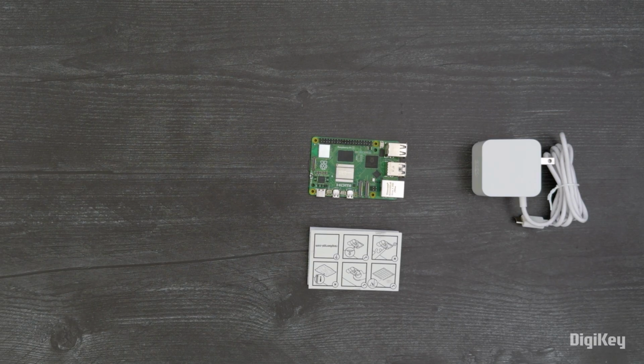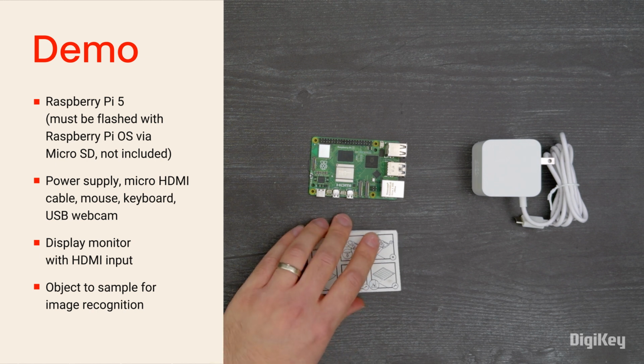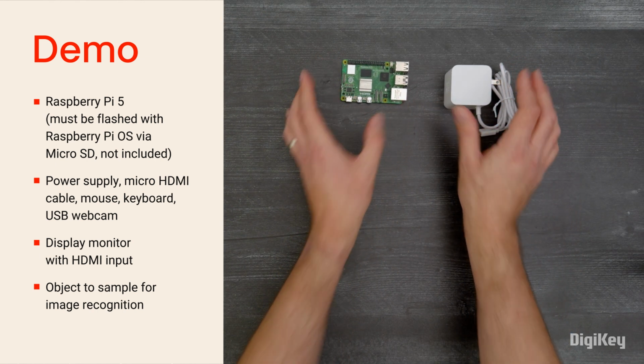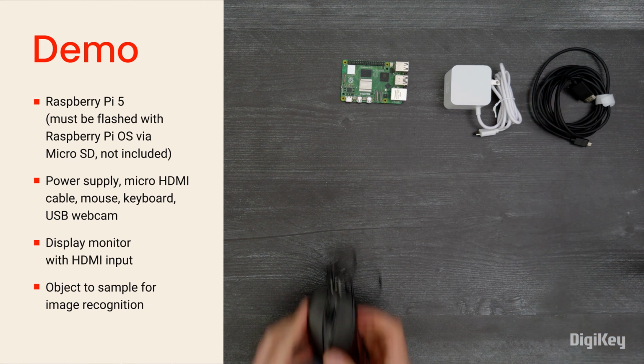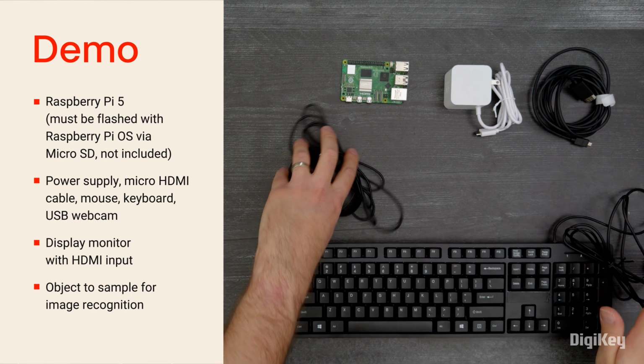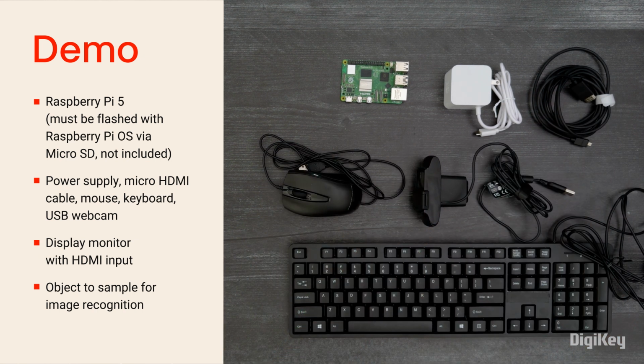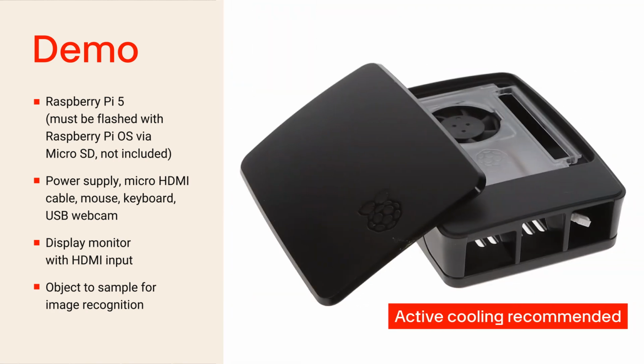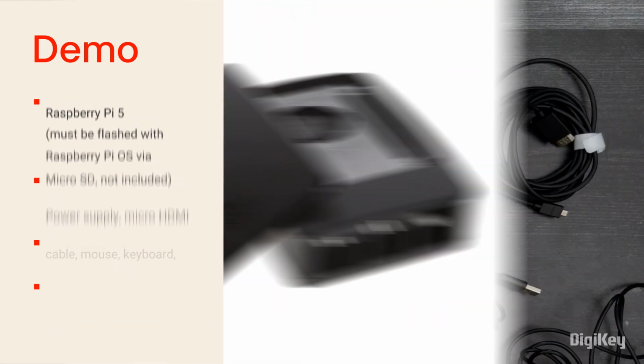In this demo, we're going to test object recognition using the Pi 5 and a web camera. To get started, you'll need a power supply, micro HDMI cable, mouse, keyboard, and a USB webcam. It's also recommended to provide active cooling for the Raspberry Pi or have it enclosed in the official case.